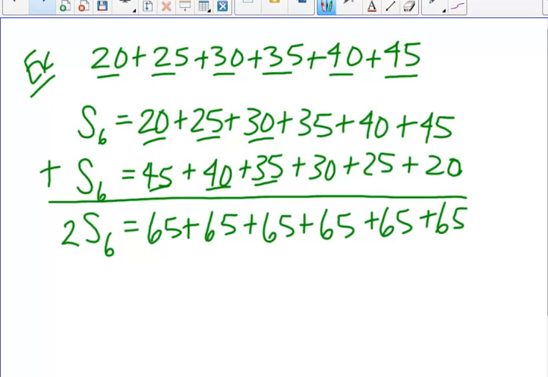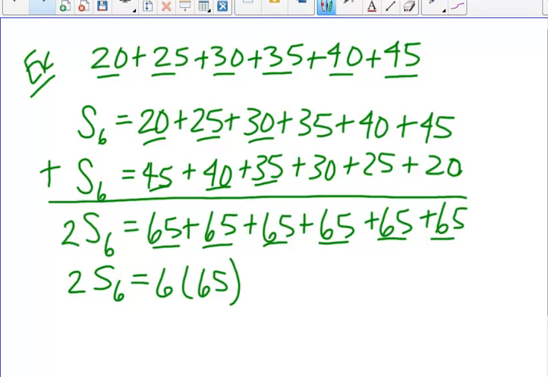So I notice I get a bunch of 65s here, so rather than writing it as a bunch of 65s added, I'm going to use multiplication. So I really have 6 65s. And so if I want to figure out what the sum is, one thing I could do is say, well, I'm just going to divide this 2 out over here.